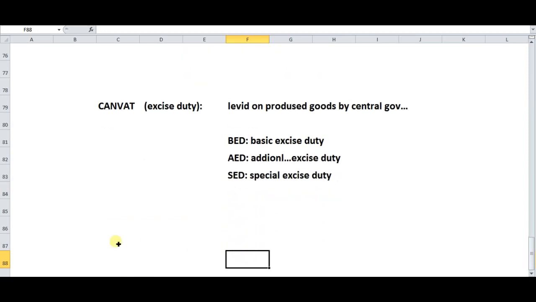So the next tax is custom duty. Custom duty is nothing but freight duty.